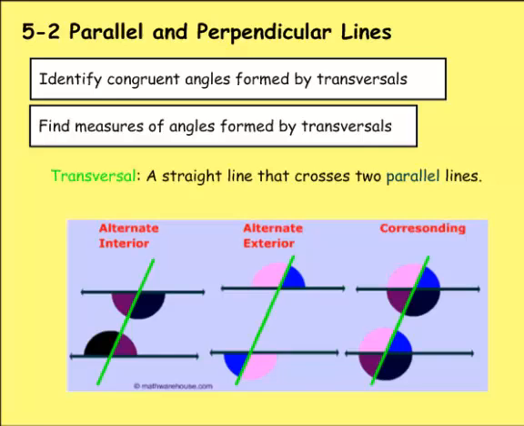We're on lesson 2 of chapter 5, which is on parallel and perpendicular lines. First, we're going to identify congruent angles formed by transversals. Then we'll find measures of angles formed by transversals as well.